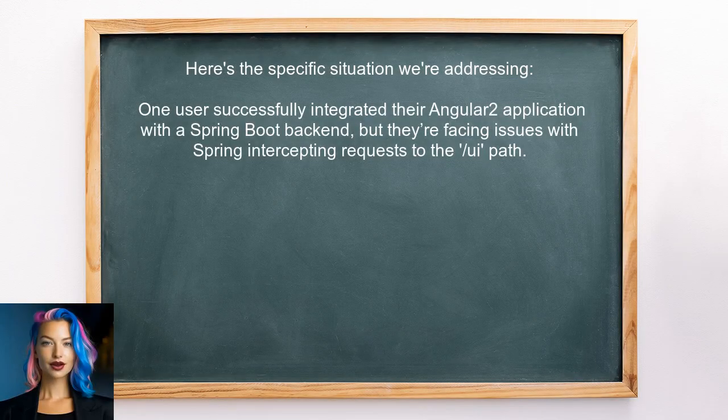Here's the specific situation we're addressing. One user successfully integrated their Angular 2 application with a Spring Boot backend, but they're facing issues with Spring intercepting requests to the /UI path. They want to know how to allow the Angular 2 router to navigate properly without hitting those pesky errors.